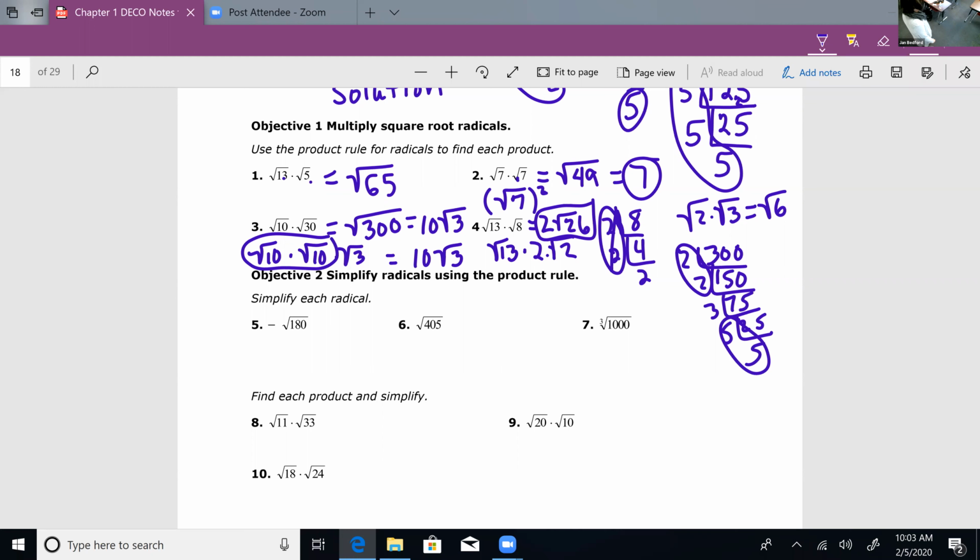Okay, let's see if this sort of makes sense. We're going to try to simplify these down here. Now, what do you think this means if I see a negative sign in front of the square root?